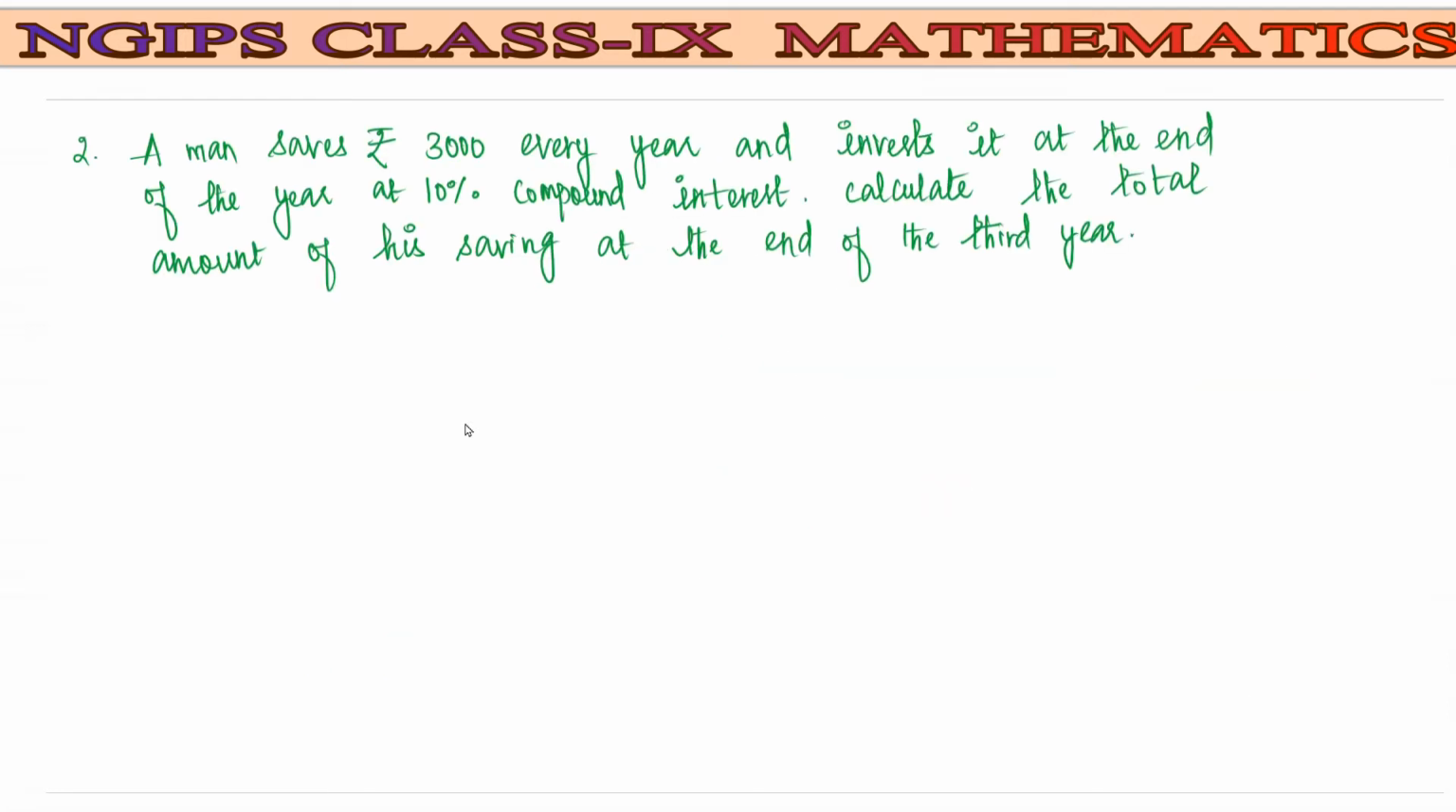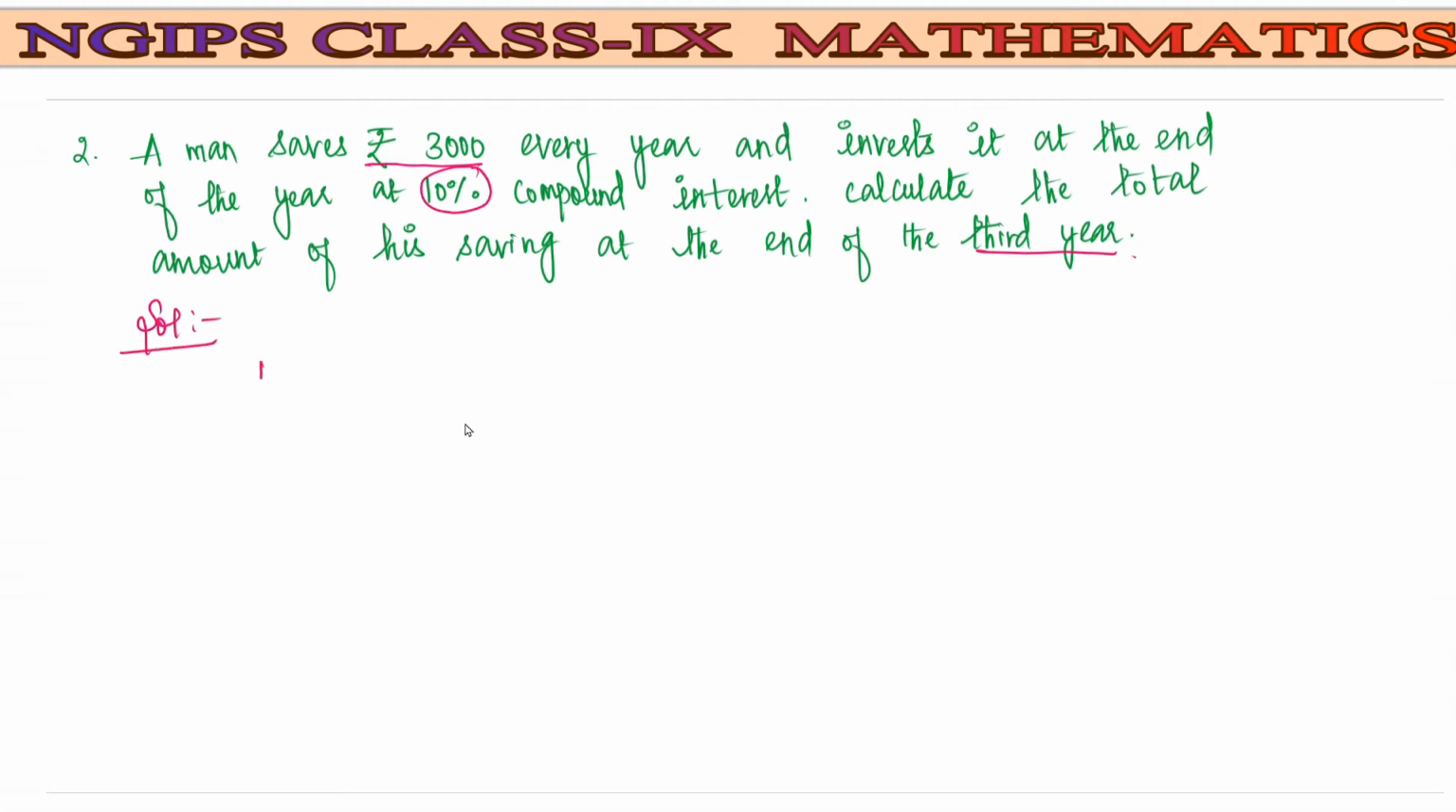Now look at the second question. A man saves rupees 3,000 every year. So every year he is going to save 3,000 rupees and invest it at the end of the year at 10% compound interest. Calculate the total amount of his savings at the end of the 3 years. Now here is the solution.